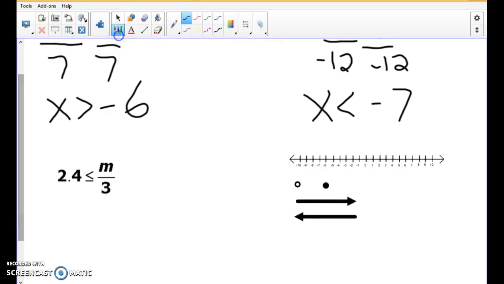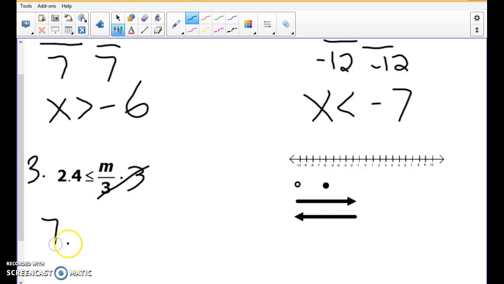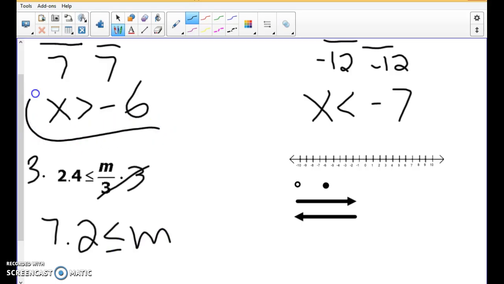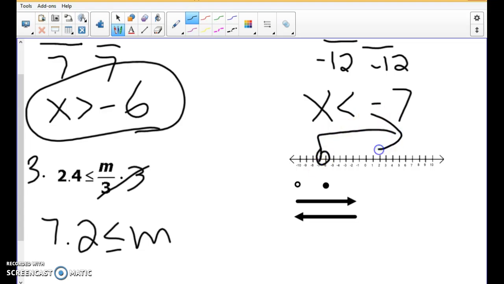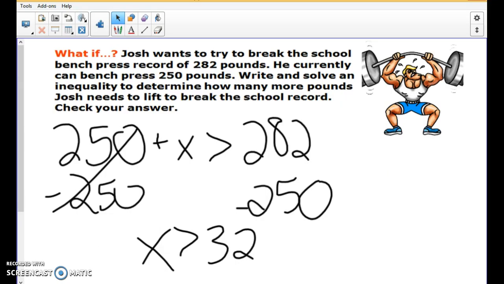Over here, I have m divided by 3 is greater than 2.4. So I need to multiply by 3, and I end up with 7.2 less than m. Then I should have graphed all these. Let's just graph this one right here. So x is greater than 6. I have a 6 with an open circle because it's just greater than, and I want numbers greater than 6, like 7, 8, 9, all those fun ones over there.